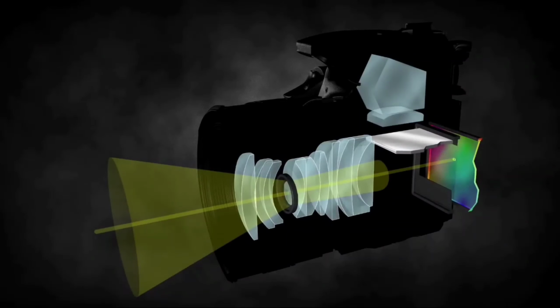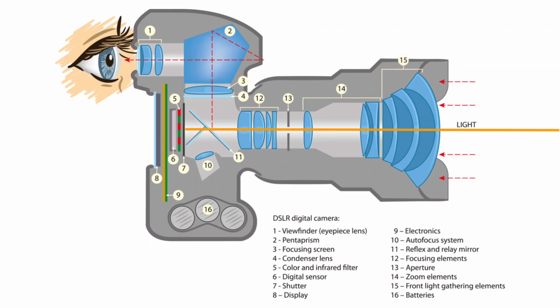The shutter is a door that opens and closes when the shutter button is pressed to let the light into the image sensor. From the open shutter, the light passes through a colored and infrared filter before hitting the sensor.